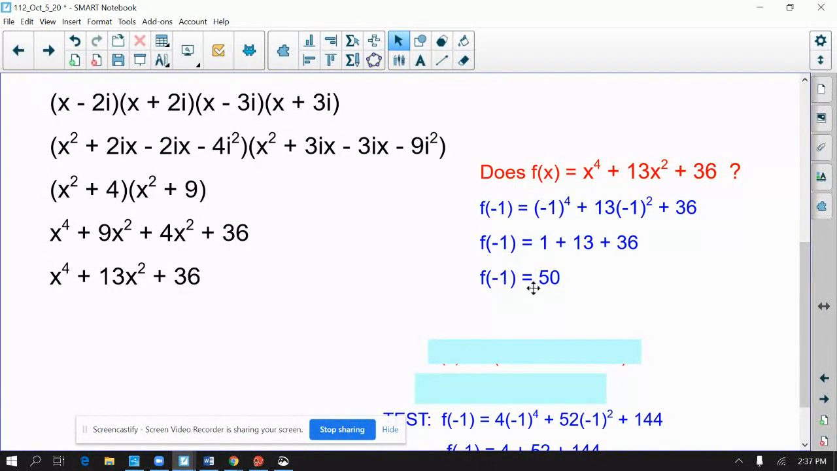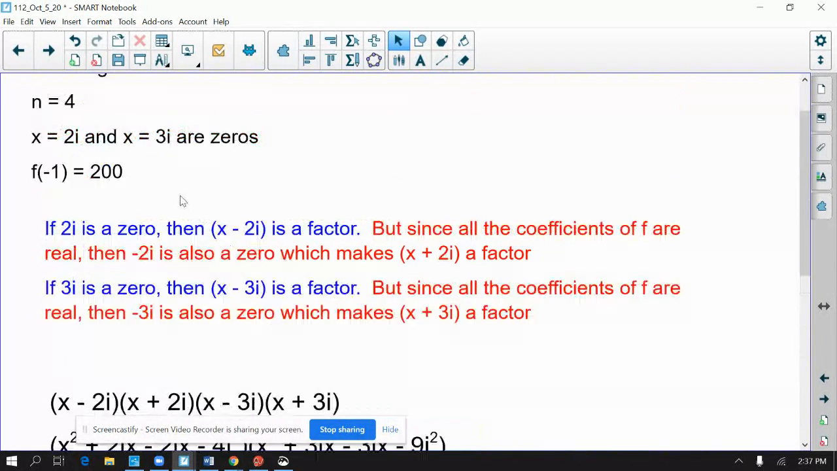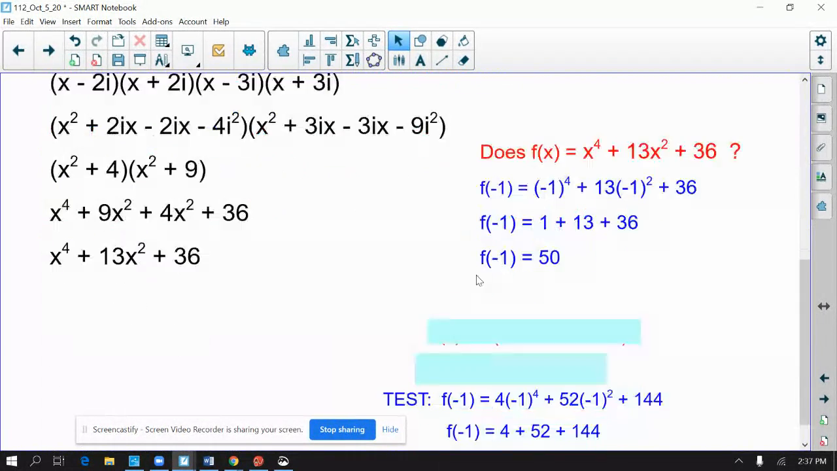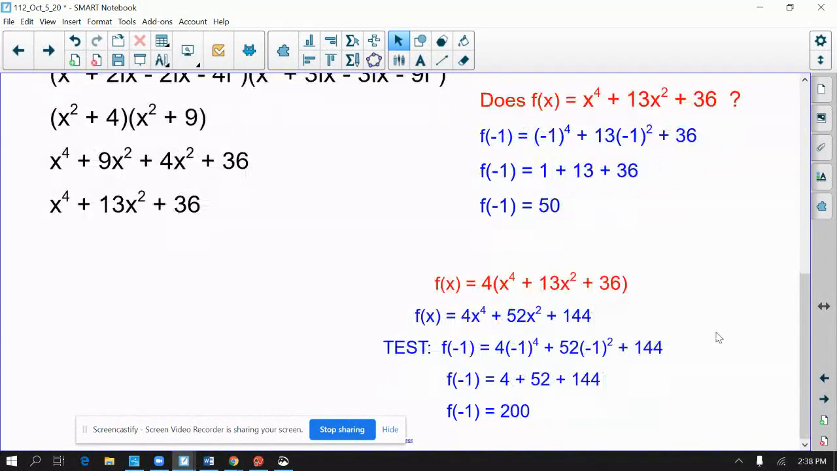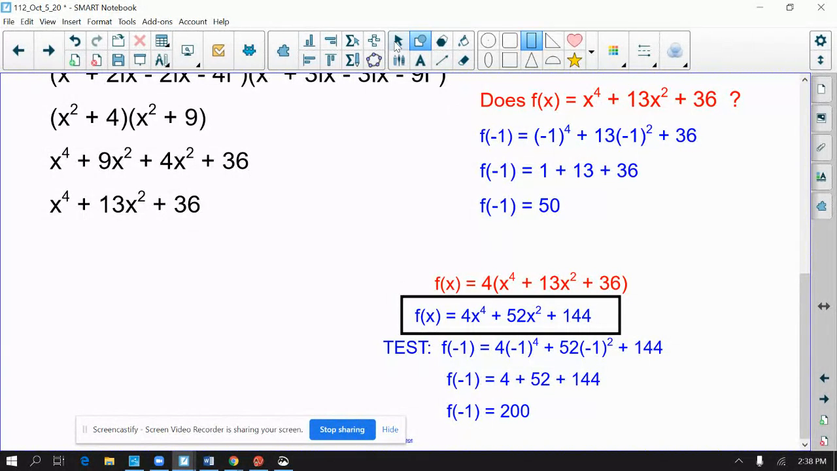So since -1 produced 50, I need -1 to produce 200. So I'm just going to multiply everything by 4. Now it becomes 4x to the 4th plus 52x to the second plus 144. And plugging in -1 does result in 200. So now I'm feeling real good. That's definitely the polynomial. So fourth degree, the zeros are 2i and 3i plus their conjugates. And if you plug in -1, you're going to get 200.